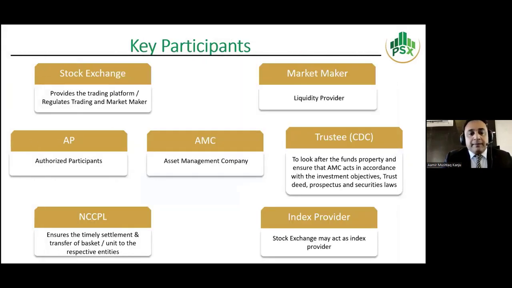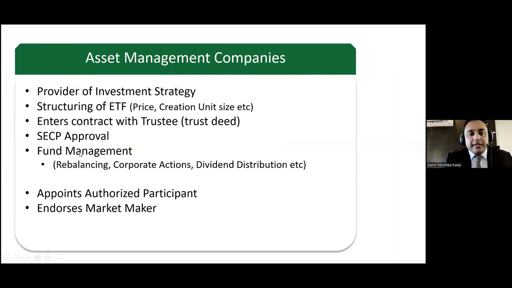Here are the key participants that are involved in the establishment of an exchange traded fund. We have the asset management company. We also have the stock exchange, market maker, trustee, index provider, National Clearing Company of Pakistan, and authorized participants. Basically, the asset management company is the main owner of the product, which develops the investment strategy. As I just explained, we have 9 ETFs, and each ETF has a different strategy. It has to structure the ETF.